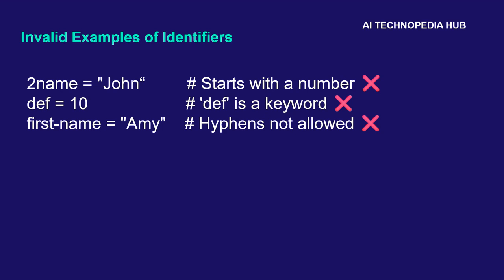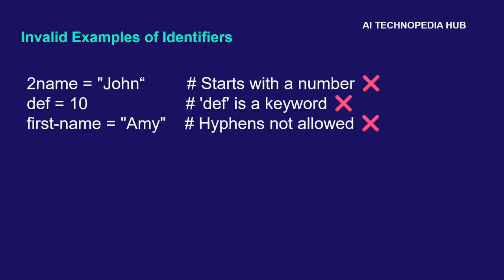Next, we have def is equal to 10. This one is also incorrect because def is a keyword in Python. It is used to define functions. You cannot use keywords as variable names.